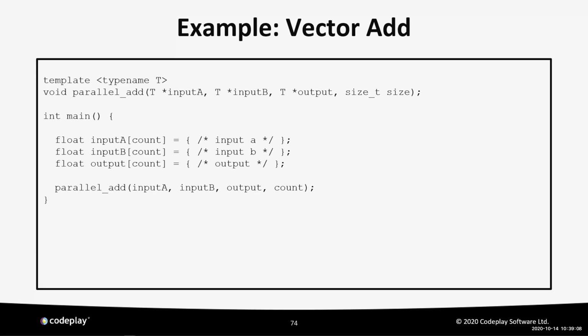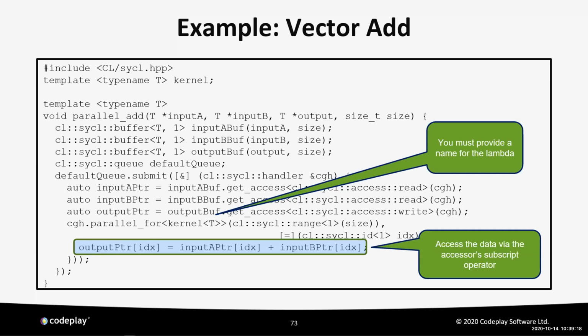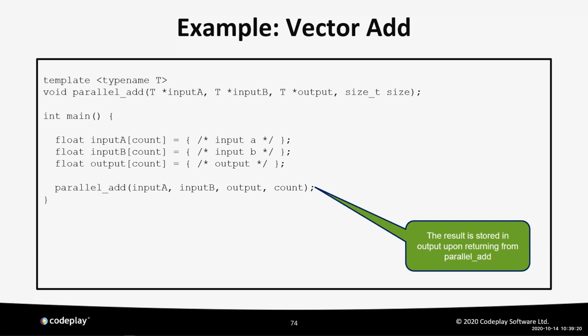So the actual calling program is quite simple. It's just a main with the input, initializing the vectors, and then you would call parallel add, which is exactly what this one was. What happens here is that the result is stored in output upon returning from the parallel add.